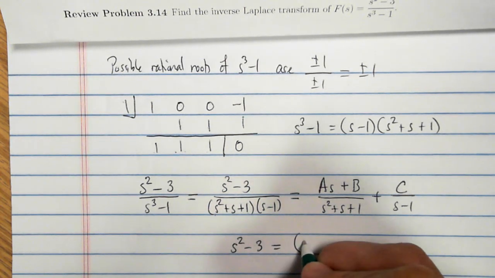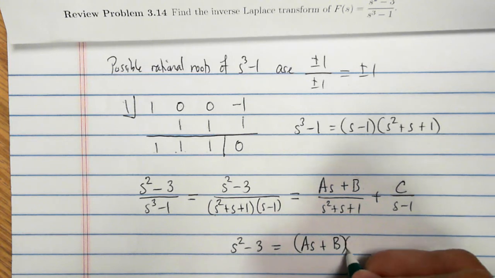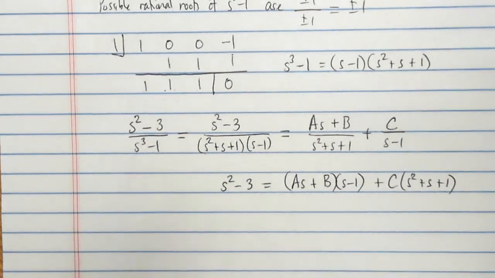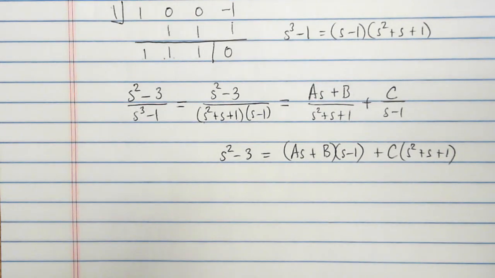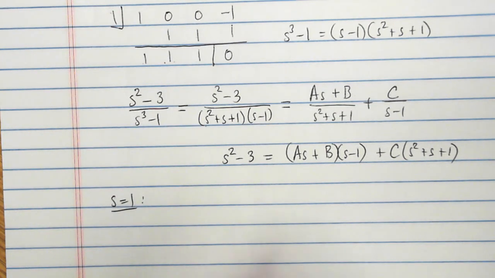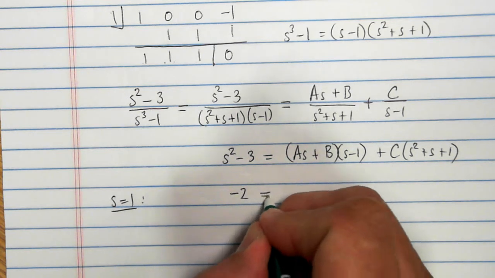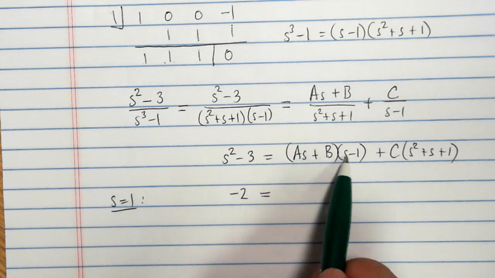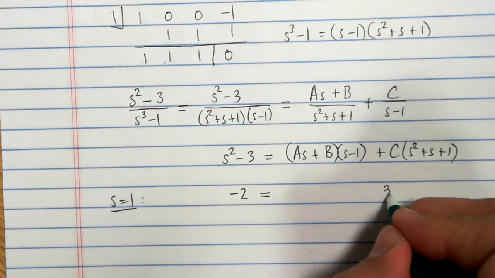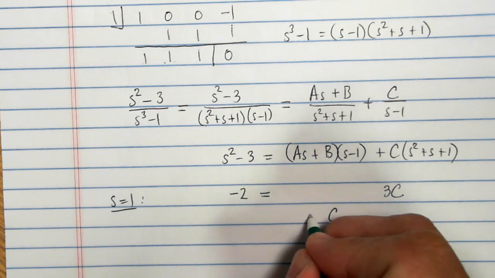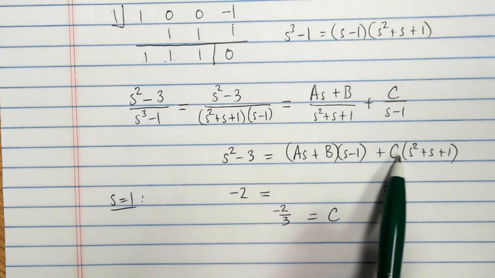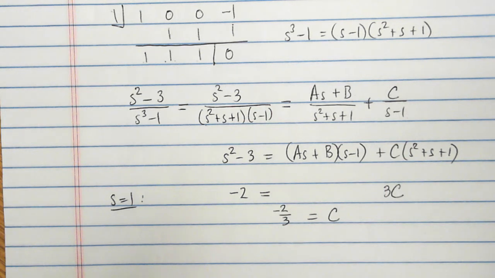Okay, now clear out the denominator. We get as plus b times s minus 1, plus c times s squared plus s plus 1. To solve for a, b, and c, the first thing I'm going to do is figure out what c is. Let's let s equal 1. On the left-hand side, I get negative 2. If I let s equal 1, then this part is 0. If s equals 1, then I get 3c over here. And therefore c is equal to negative 2/3. So I can figure out one of these pretty simply.